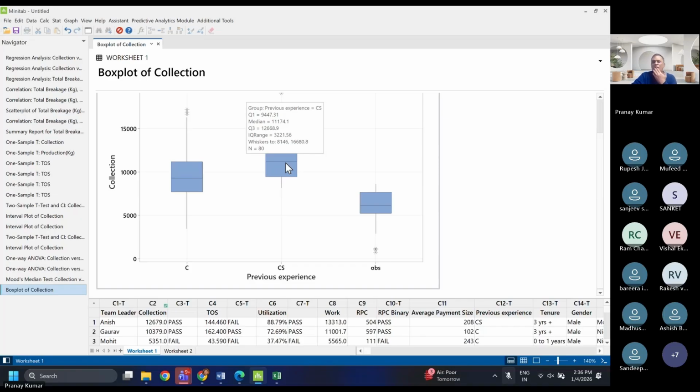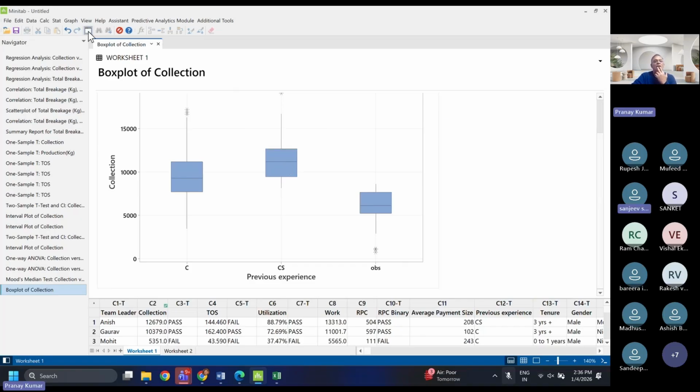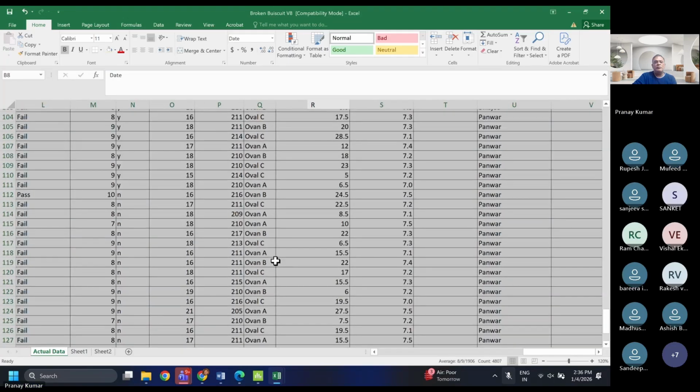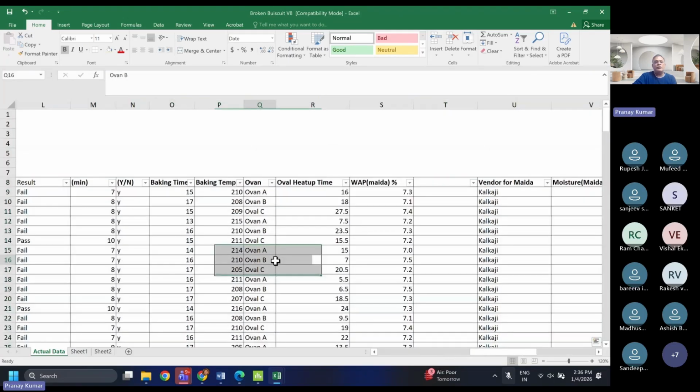Sir. Right, sir. Yes. Sir, could you please show some manufacturing data once, sir? So, this is data from a manufacturing organization.